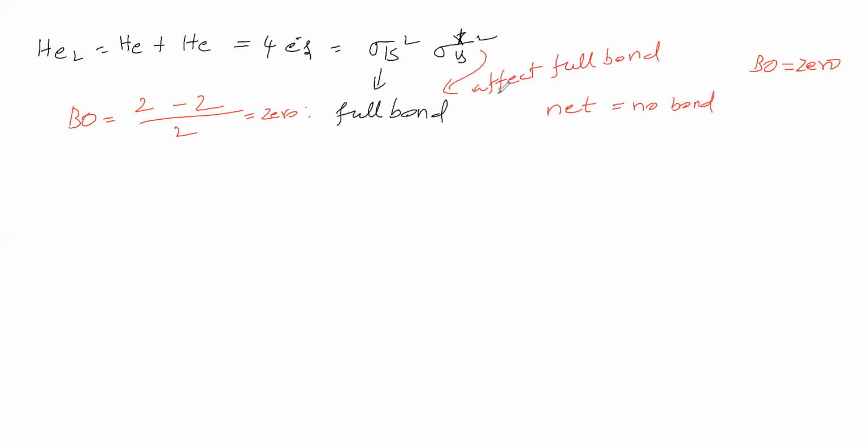Bond order is 0, what is the meaning? No bond. If there is no bond, is it a molecule? Will it exist or not? Not existing. So we can say this molecule does not exist.